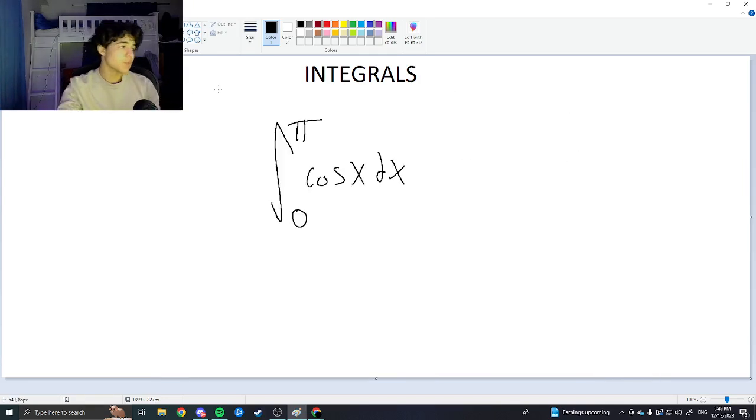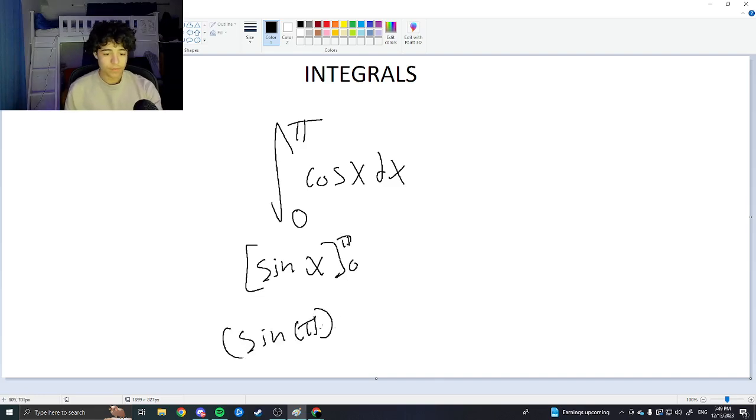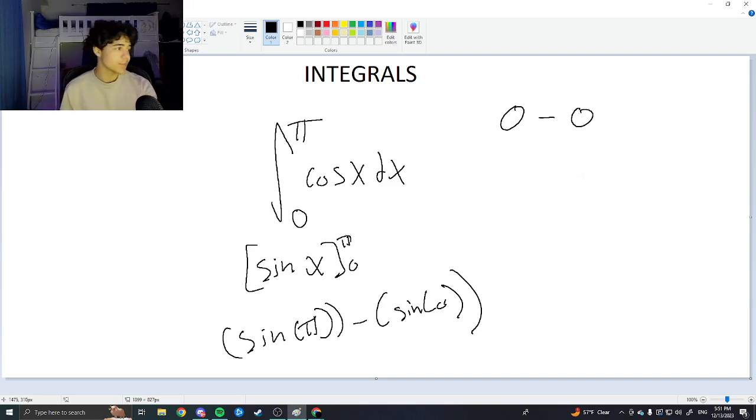Now for our second example, we have a cosine here. So when you integrate it, you're going to end up with sine x. And we have to plug in our pi and our 0. So we have sine pi minus sine of 0. So sine pi is 0 and sine of 0 is 0. So your integral of cosine x from 0 to pi is 0.